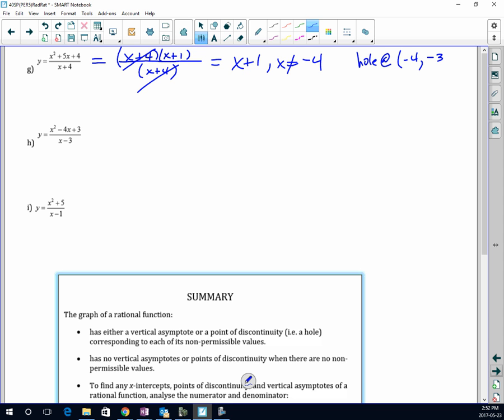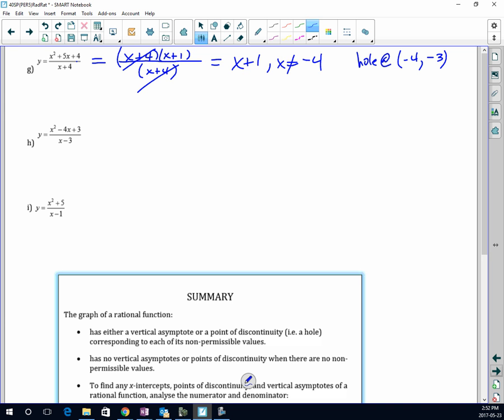-3. How did he know it was -3? He subbed -4 in there. -4 plus 1 is -3, right? How did I know it was a hole? Because I subbed -4 into both the top and the bottom. I got 0 divided by 0. Yeah, because I just put -4 in there. No, how did you find out that it was a hole so fast?